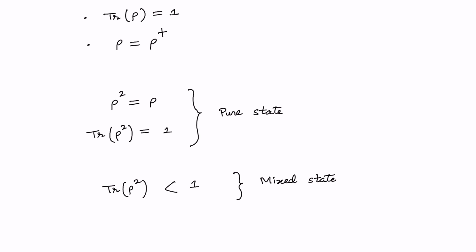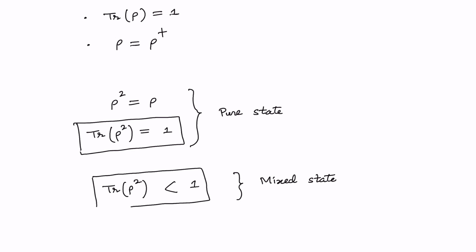We also learned how to quantify a quantum state, whether it is pure or mixed, using the density operator. If we find that rho squared is equal to rho, or trace of rho squared is equal to 1, then that is a pure state. On the other hand, if we take the trace of rho squared and find that it is less than 1, then this is a mixed state.